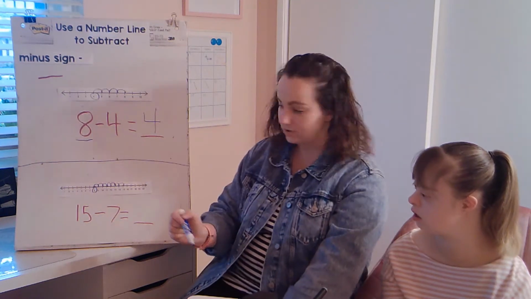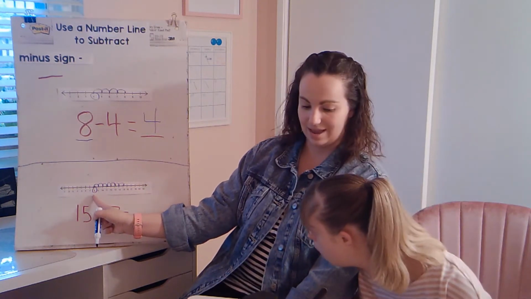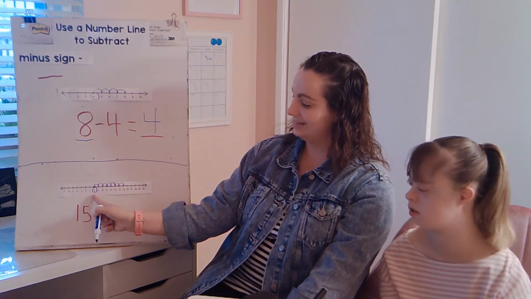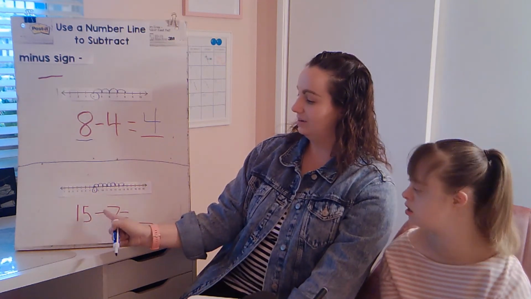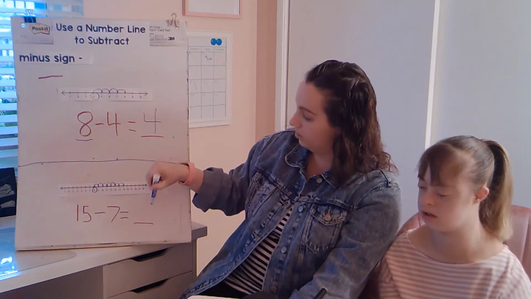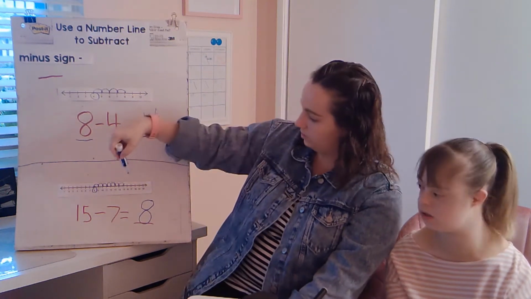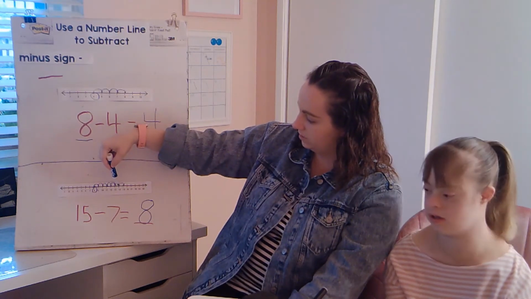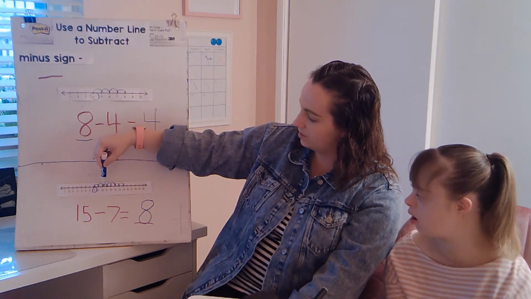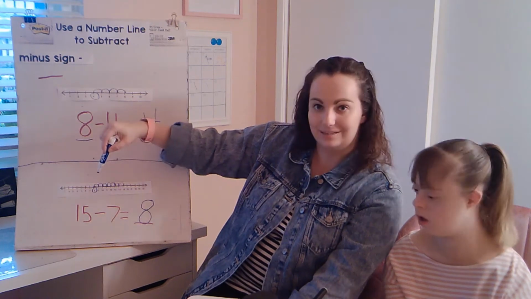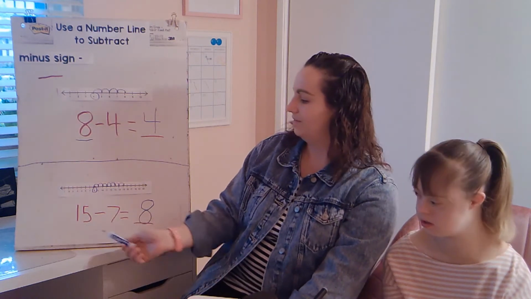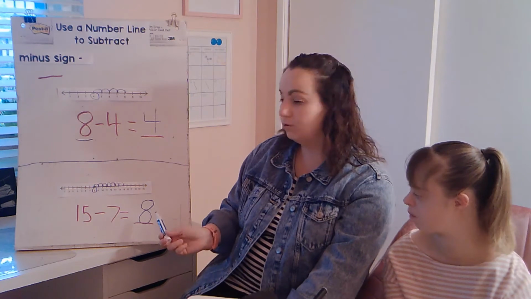Can you see what number that is, Kaylee? 8. 8, yes. 15 take away 7 equals 8. We counted back. We basically did 15, 14, 13, 12, 11, 10, 9, 8. And that's how we found 15 take away 7 equals 8.